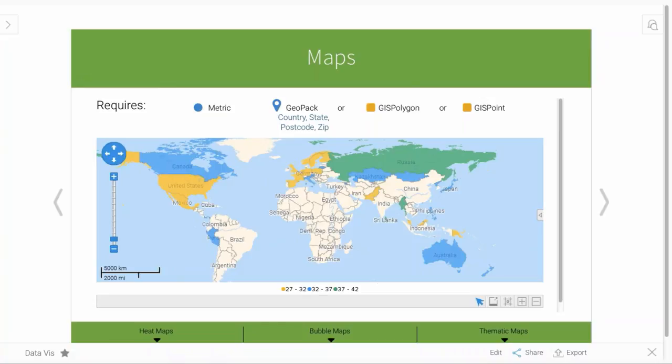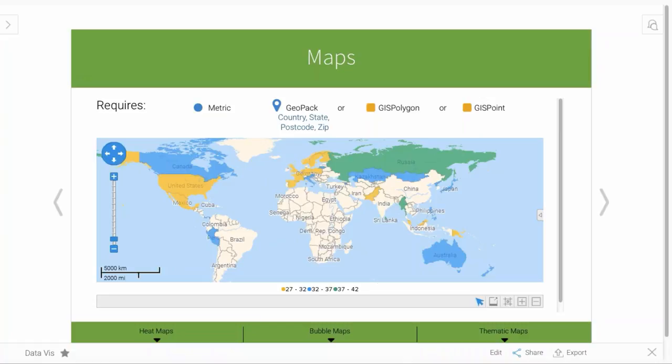Now, the easiest way to draw your data on a map is to have your data geocoded. So if you are lucky enough to have a tool like Yellowfin, then all you need to do is connect your data to our geopacks, and it will automatically recognize your location data such as country, state, postcode, and zip, which makes seeing your data on a map a lot easier.